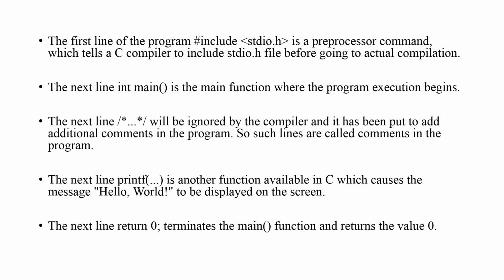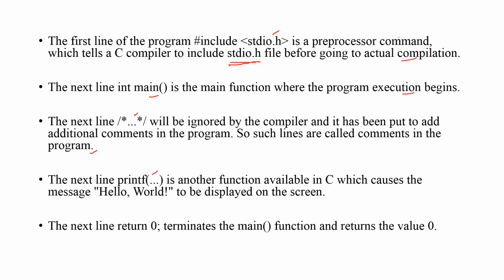Here is the explanation of the example. The first line of the program, #include stdio.h, is a preprocessor command which tells the C compiler to include the stdio.h header file before going to the actual compilation, that is, to include the standard input-output header file in the program. Next line, int main, is the main function where the program execution begins. Next is the comment line, which will be ignored by the compiler, and it has been put to add additional comments in the program. So such lines are called comments. This is just the documentation section.